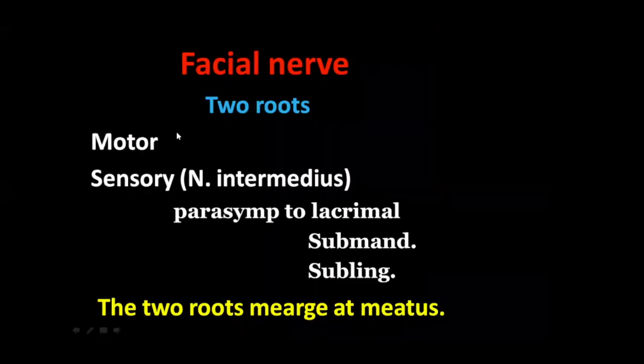And when it comes, it has two roots, the motor root, which is the large root, and the smaller root, the nervus intermedius, carrying the parasympathetic fibers. Eventually, it's going to supply the lacrimal, submandibular, and sublingual glands. Now, the two are separate on emergence, but when they reach the internal auditory canal, they merge together. You cannot differentiate them.